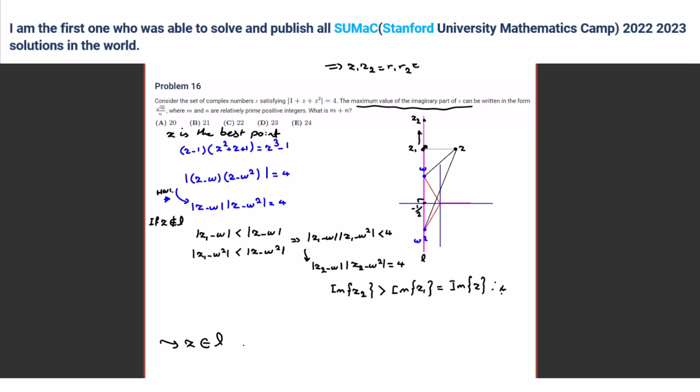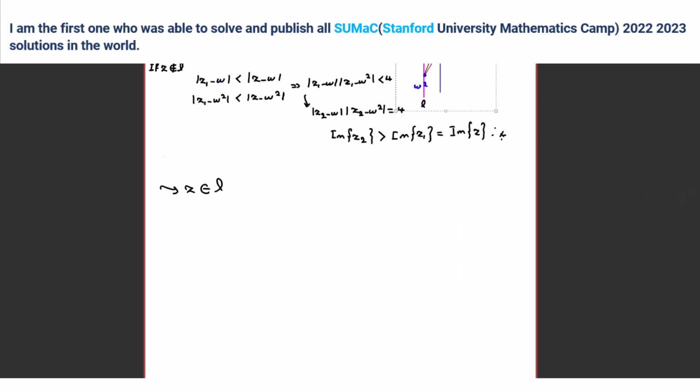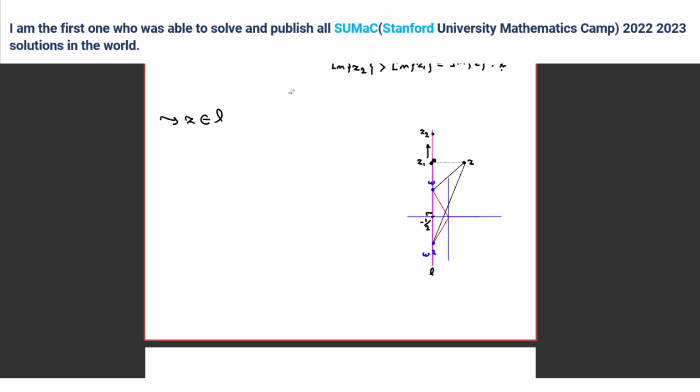So we know Z belongs to L. So if we consider the new figure, because Z belongs to L, then we can consider this one as Z, right? Z is negative 1/2 plus, for example, a y coordinate, right? Z minus omega times z minus omega squared is 4. Z minus omega is what in terms of y?